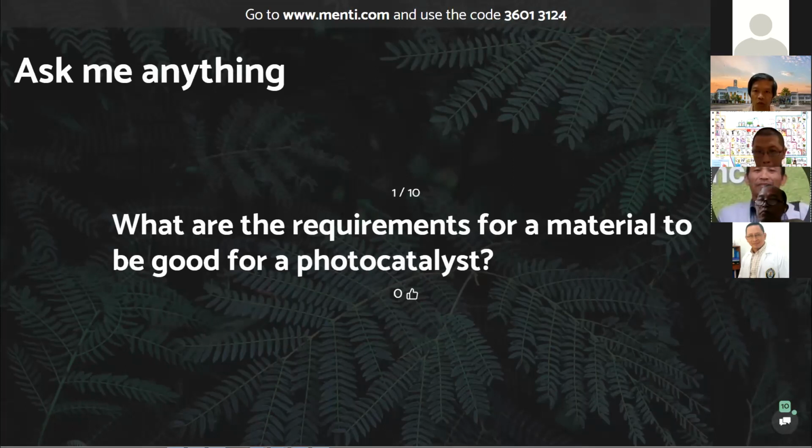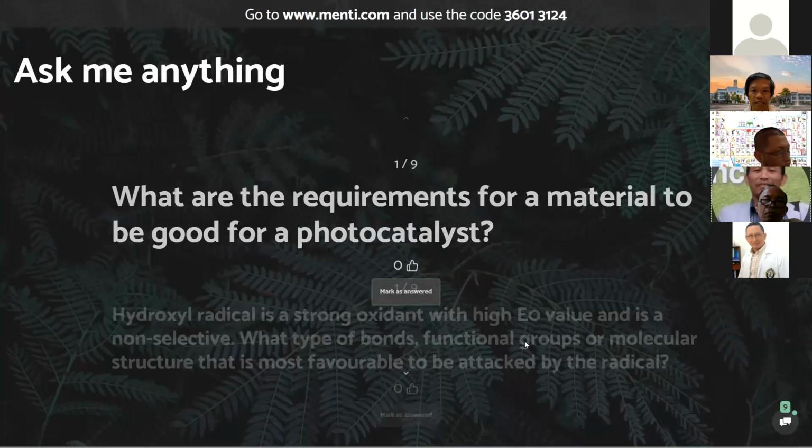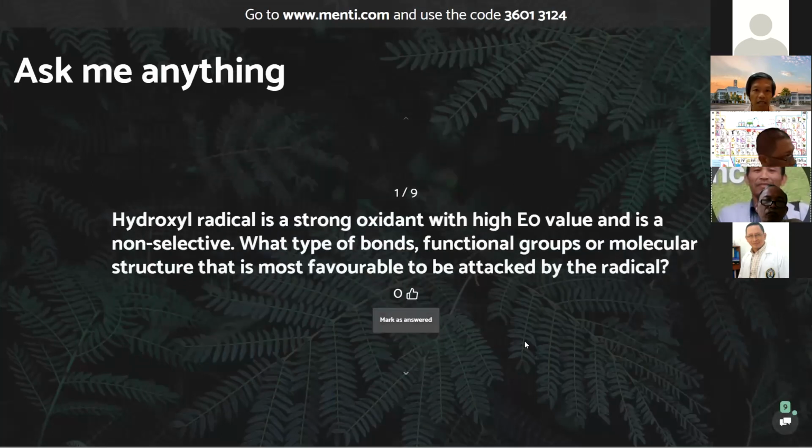Okay, electron hole. If you just take other materials, they are not easily excited. They need to have this threshold energy. Okay, this is the next question.